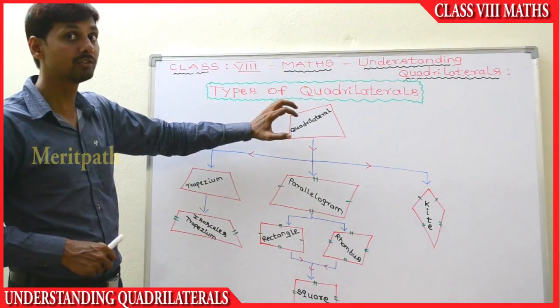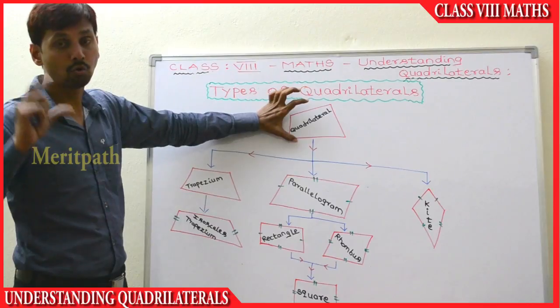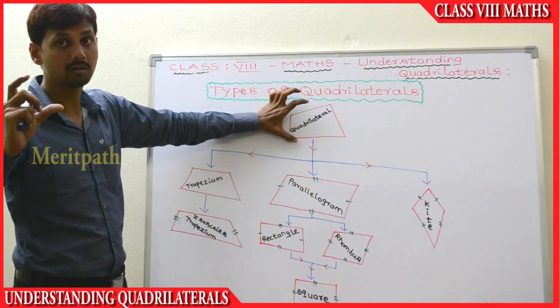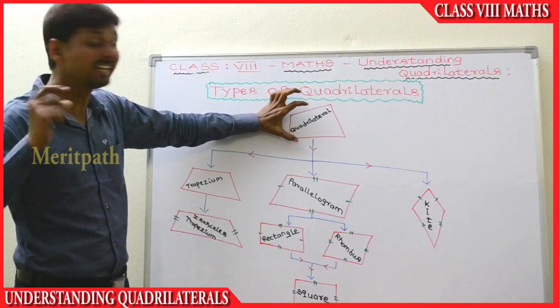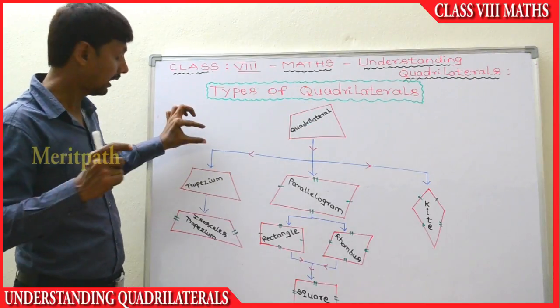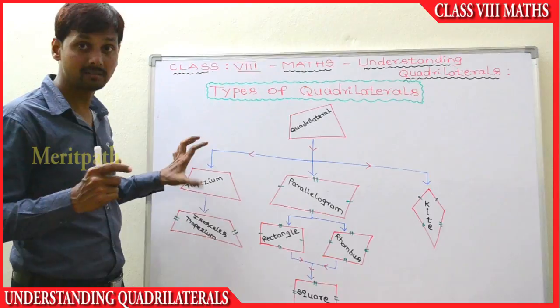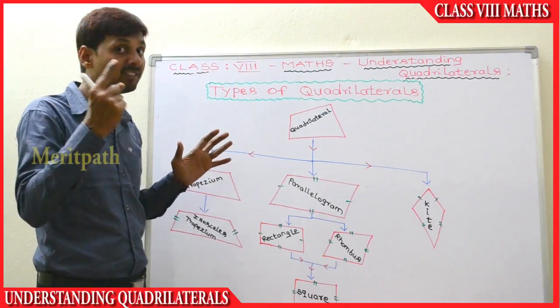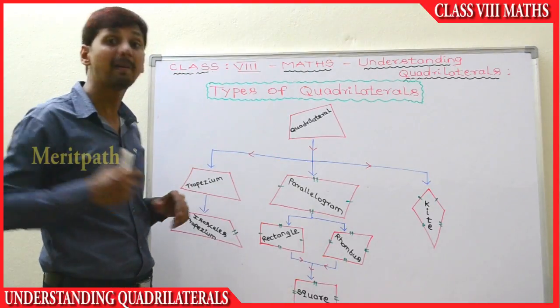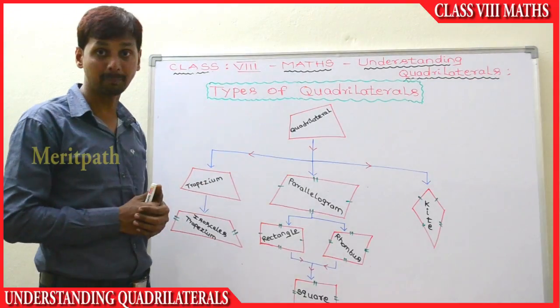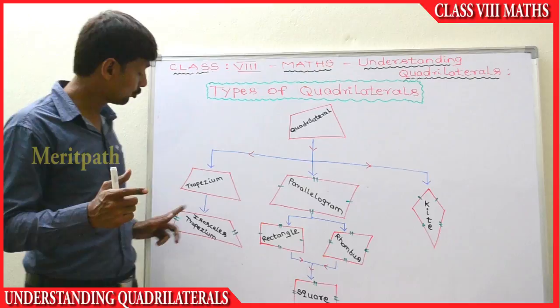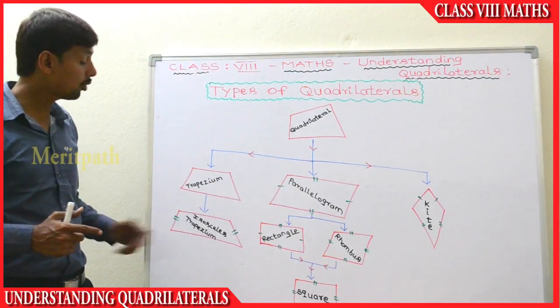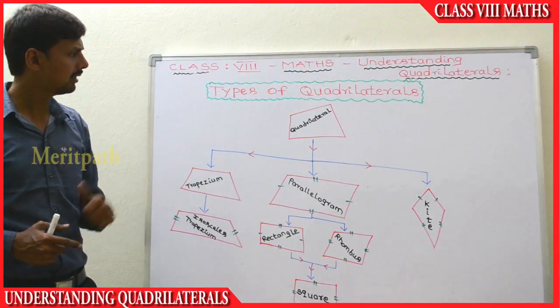So what we have understood here: a four-sided figure is called a quadrilateral. In a quadrilateral, if one pair of opposite sides are parallel to each other, we call it a trapezium. In a trapezium, if the non-parallel sides are equal, we call it an isosceles trapezium.